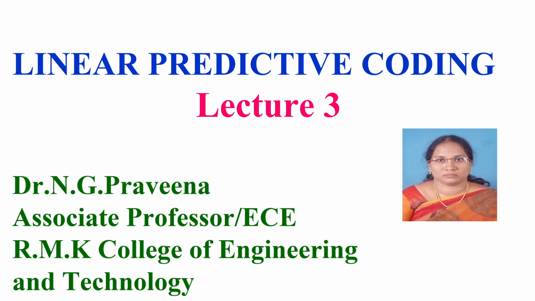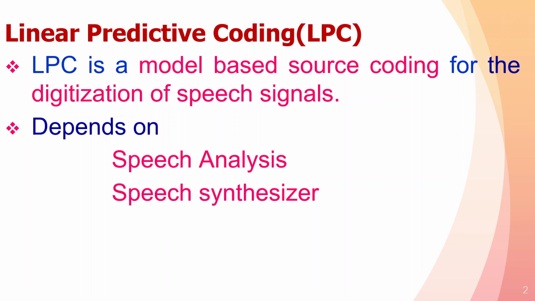In this video, I am going to discuss the concepts of linear predictive coding. What is meant by linear predictive coding? It is nothing but a model based source coding technique which is used for speech signals. It operates at a lower bit rate of 1.2 to 2.4 kilobits per second. This technique is known as linear predictive coding, which depends on the parameters of the speech signal.